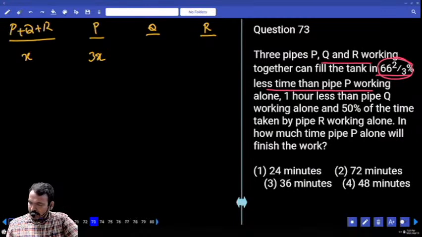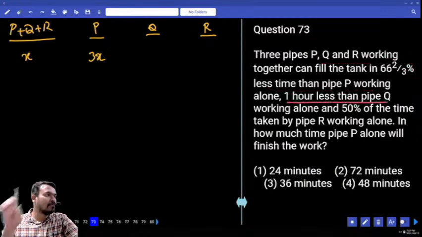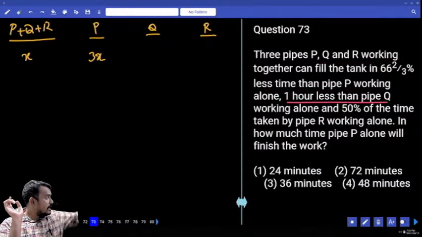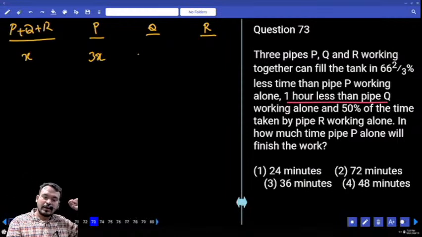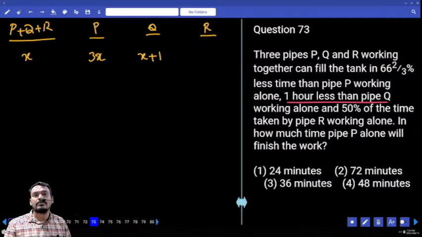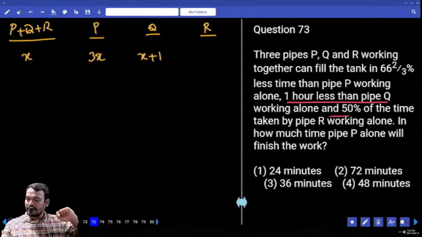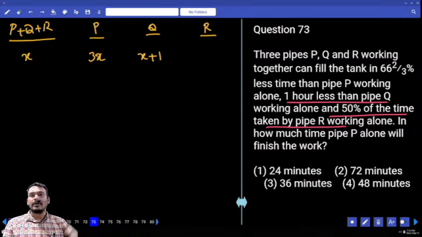Less. Next, compared to Q, how many hours are less? 1 hour less. Already PQR is x, so Q value is x plus 1 or x minus 1? x plus 1. Next, PQR compared to R. Half time is taken or double time? Half time. Half time is x, so full time means 2x, or no?